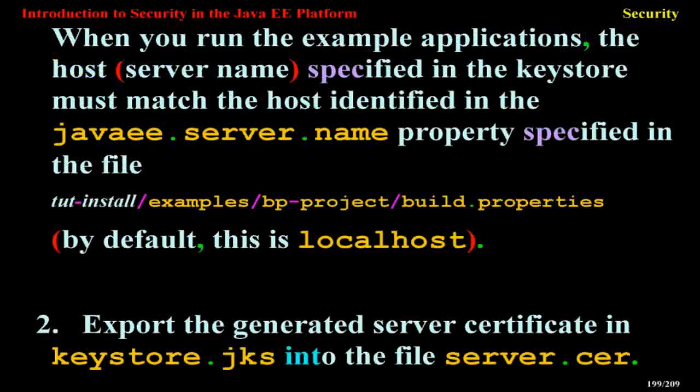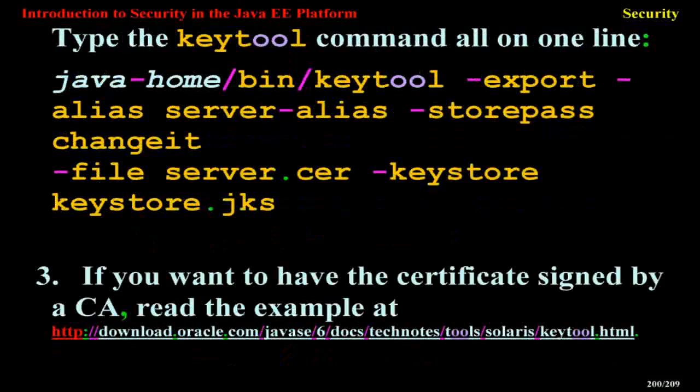Export the generated server certificate in keystore.jks into the file server.cer. Type the keytool command all on one line: java-home/bin/keytool -export -alias server-alias -storepass changeit -file server.cer -keystore keystore.jks. If you want to have the certificate signed by a CA, read the example at download.oracle.com/javase/6/docs/technotes/tools/solaris/keytool.html.